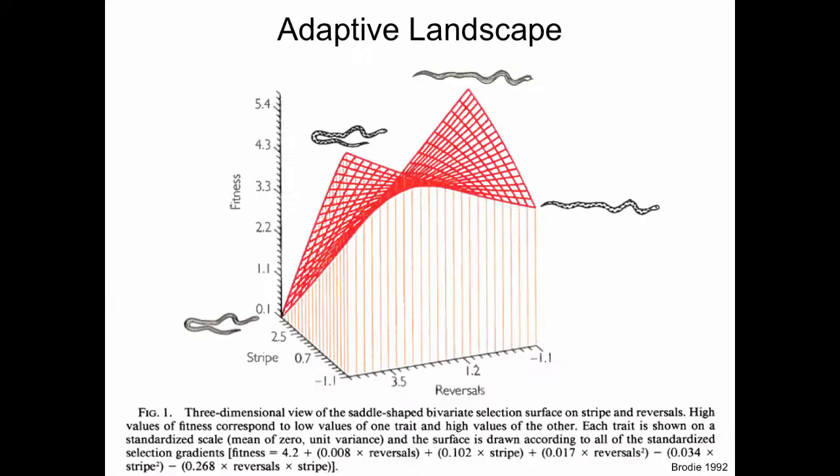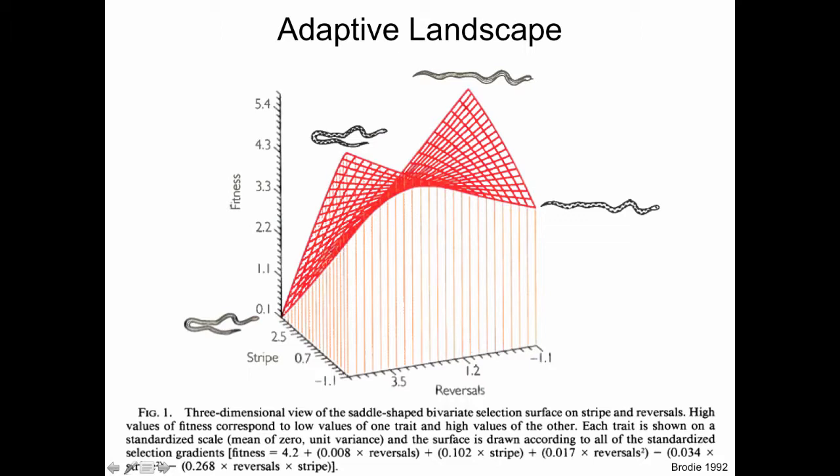and then went back at the end of the first season to look and see who survived and who didn't. And what he found was that here's the reversals axis, here's the stripe axis. Stripe goes from a negative value, which is very checkered, to a high value, which is very stripy. And reversals goes from a negative value, which means that you tend to run in a straight line, to a high value, which means you tend to turn around on yourself quite a lot.